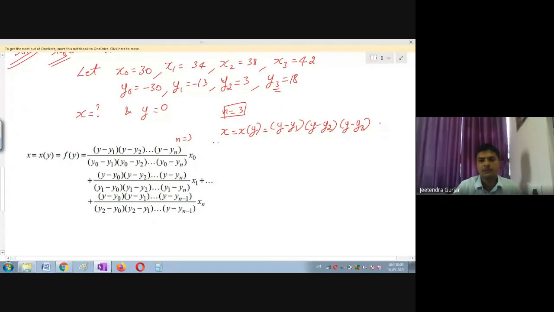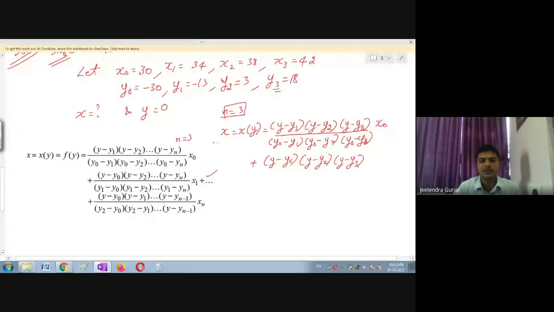So this is now x naught divided by, in the denominator, y naught minus y1. See, y naught is repeating every time, y naught minus y2, and y naught minus y3. Again here I cannot go further because y4 is not there. Then next, plus. I will continue this: y minus y naught, y minus y2 and y minus y3.